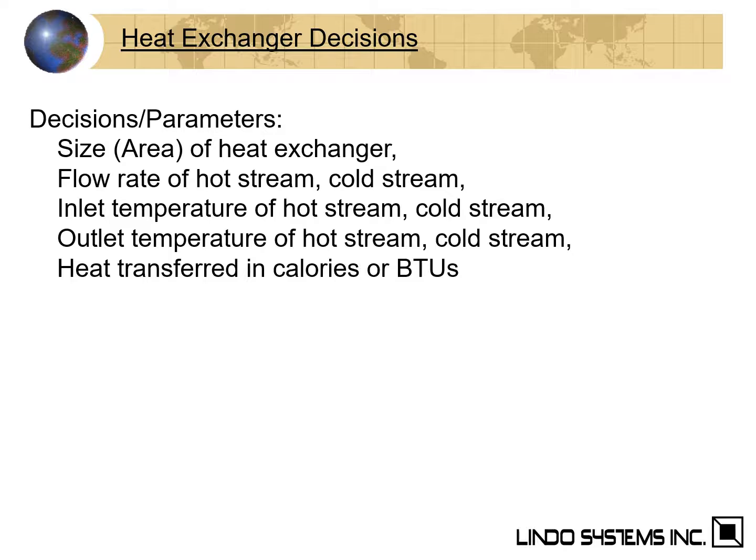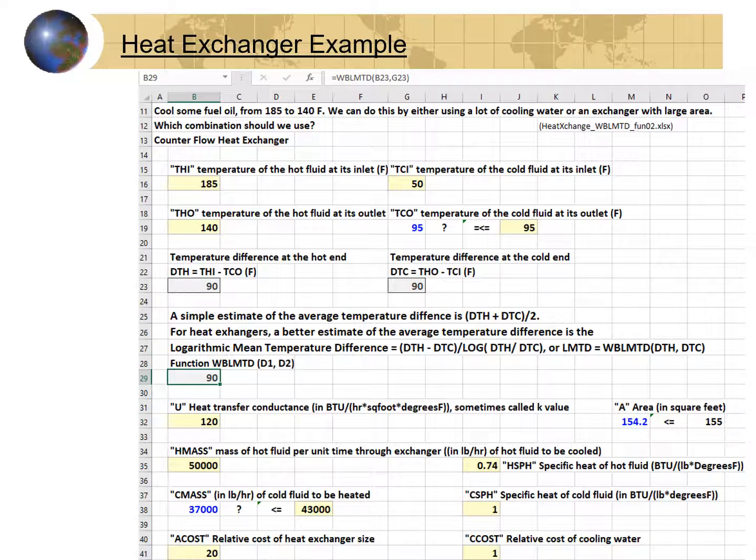So these are roughly the decision variables that may or may not appear in a particular problem. Size of the heat exchanger, the flow rate for either or both of the streams, the inlet temperature, the outlet temperature, more typically the outlet temperature. And then, of course, you're concerned about the amount of heat transferred between the two streams, measured in either calories if you're using SI units or BTUs if you're using British units. So let's look at a slightly more specific example and see if we can understand it.